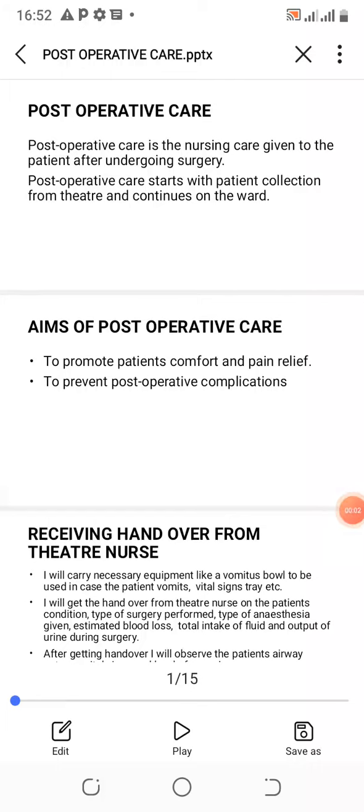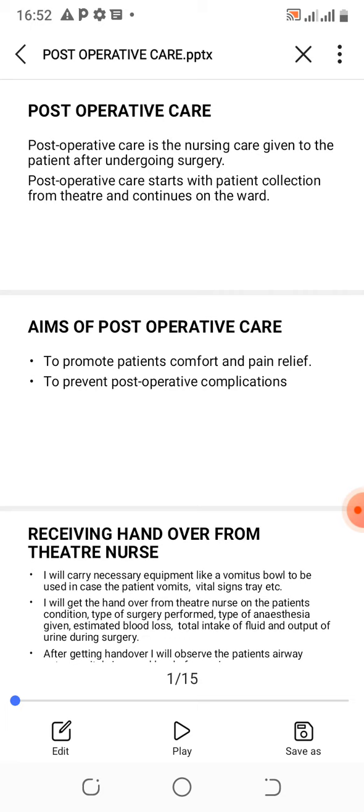Hello, you are welcome. Today we are discussing postoperative nursing care. So this postoperative nursing care is a general nursing care. It's not specific. Remember, the postoperative care can be different according to the type of condition that the patient had, the type of surgery done, and the type of anesthesia given to the patient.